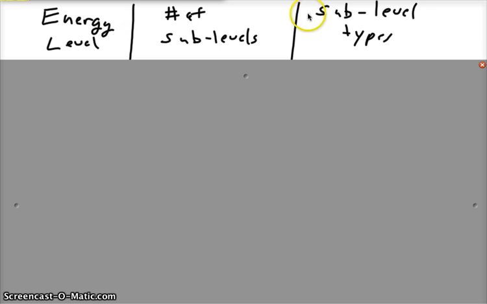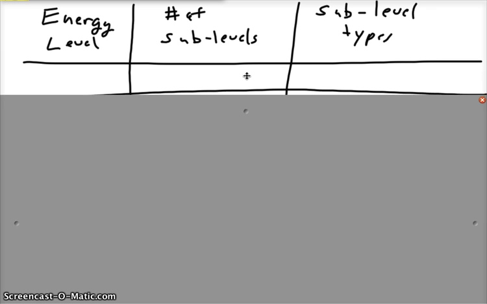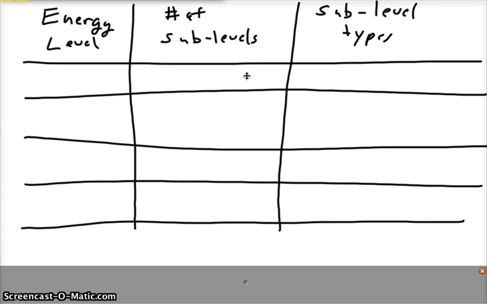And so we're going to make two tables. These two tables are very, very important. You need to basically memorize the information in these tables. How you memorize it and what order you memorize it doesn't matter to me. Just know the information. We're going to have a table that has energy levels, number of sublevels, and sublevel types. And we'll fill in that data.